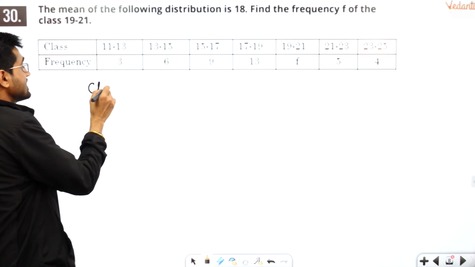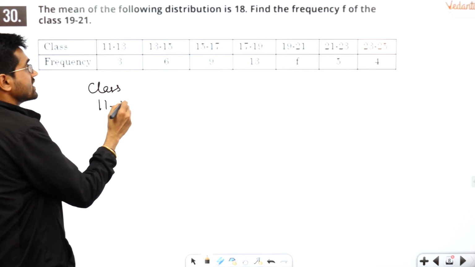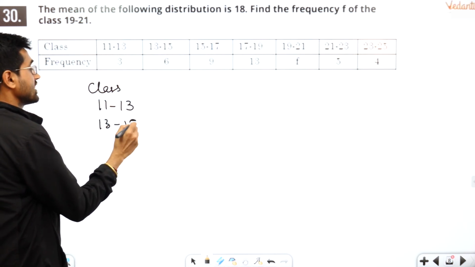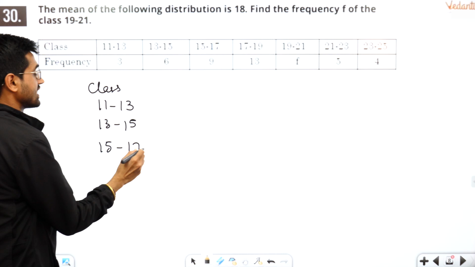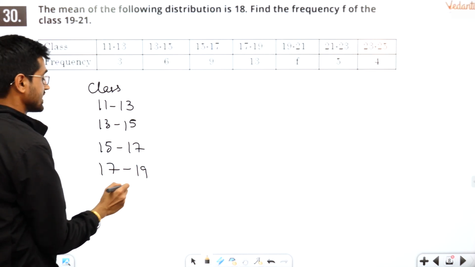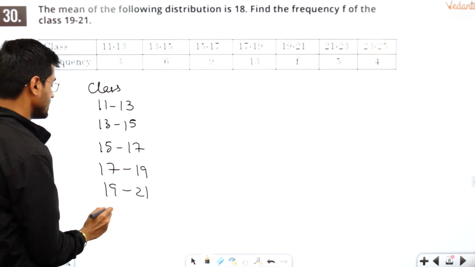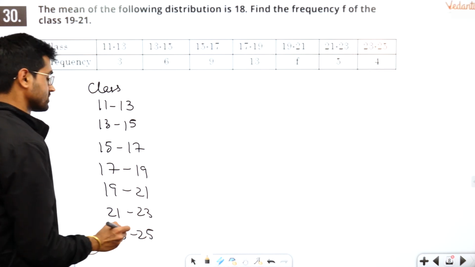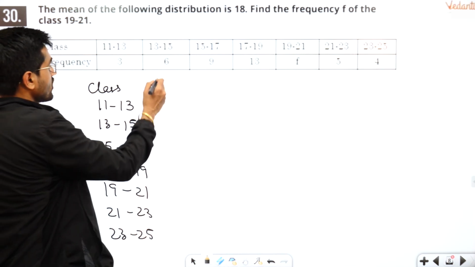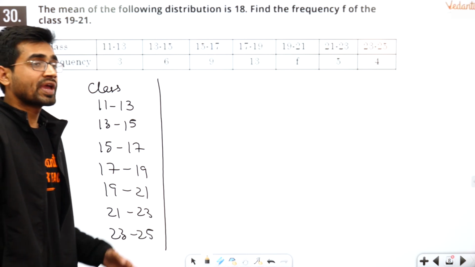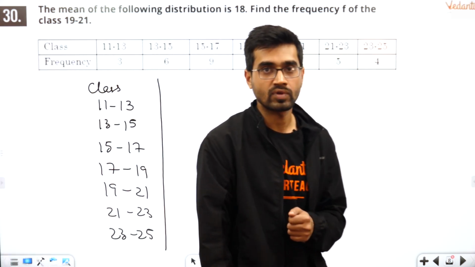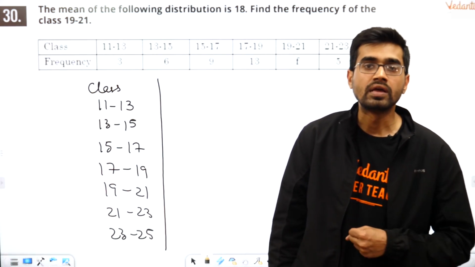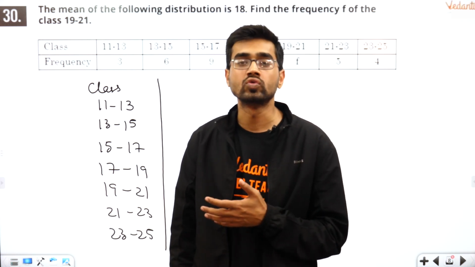So I'm writing the class. Class is 11 to 13, 13 to 15, 15 to 17, 17 to 19, 19 to 21, 21 to 23, 23 to 25. Okay, now you have got the class. You cannot use class to find the mean. You have to get class marks.